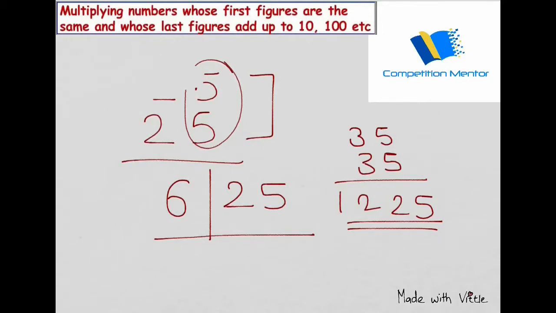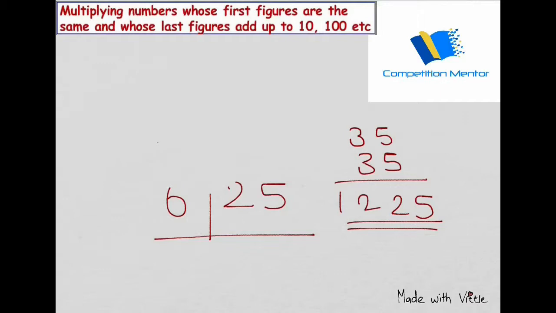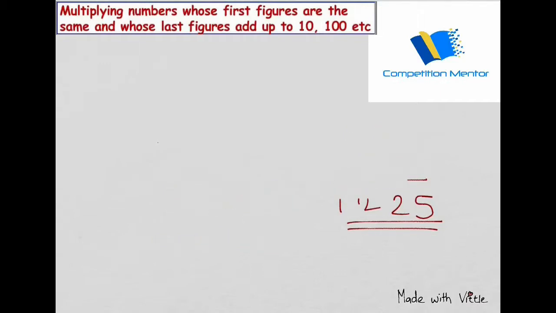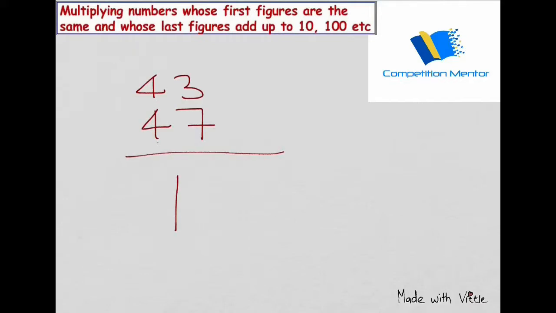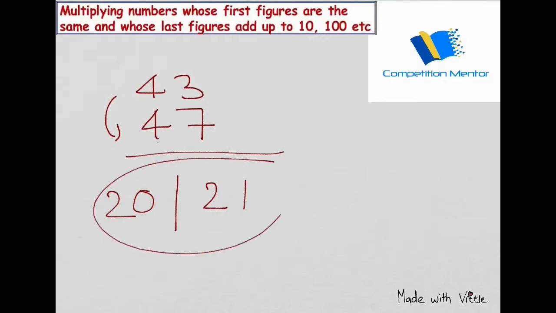Now what I want to tell you is you can apply this to different numbers also. When the first figures are the same and the last figures add up to 10, you can still do the same thing here. So here you can see 7 plus 3 is 10. So what you will do: 7 into 3 is 21, 4 into 5 is 20. Pretty simple, same logic.